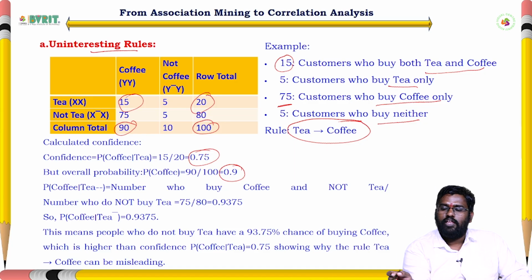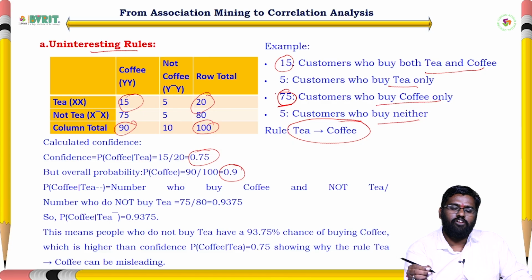They are buying both tea and coffee, they are buying only tea, they buy only coffee, or they neither buy tea nor coffee. So I want to choose the probability of coffee given not tea. They are not purchasing tea, they are purchasing only coffee. So that means they have only the 75 value.